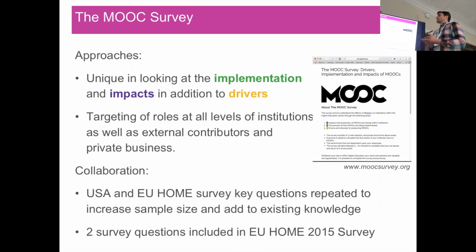So I think at this stage it's true to say that it was unique that it looked at the implementation and impacts in addition to the drivers, because the surveys previously had looked mainly at the drivers and the intentions of institutions rather than the impacts. And again, I wanted to not just target senior management. I wanted to find out from all the roles across the universities and other institutions, what impact was it having? Because I think that would give, again, a holistic view.